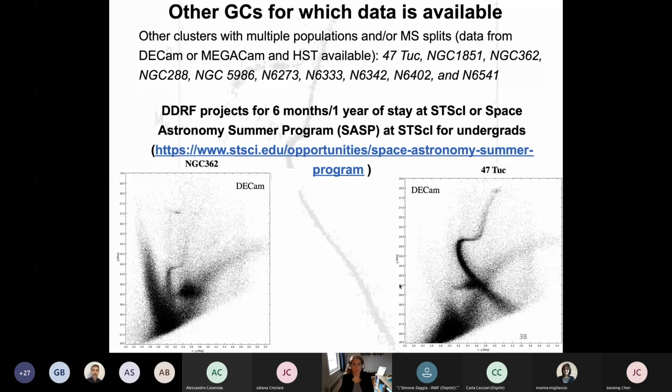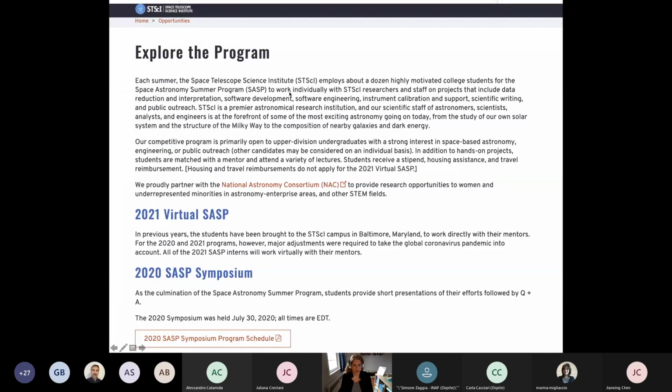We have data for many other globular clusters which are already available from DECam and MegaCam, and again, HST is already available. You see here a list of clusters, and we will be able to fund students interested in working on this project for 6 months or 1 year of stay at the Space Telescope Science Institute with the DDRF, the Director's Discretionary Research Funding, but also the Space Telescope's very nice Space Astronomy Summer Program, SASP. Here you see the link, and you can actually Google SASP Space Telescope, and you will get to this program.